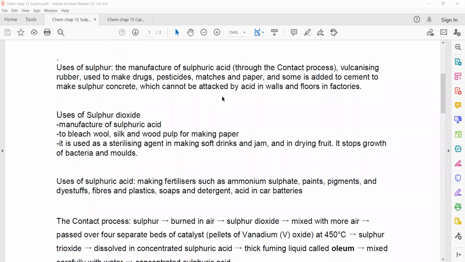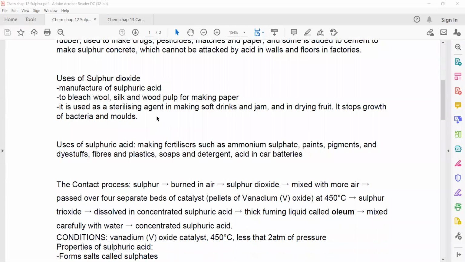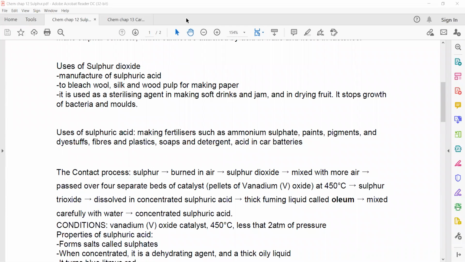Then uses of sulfur. What is the use of sulfur? Sulfur is used to manufacture sulfuric acid and vulcanizing the rubber, used to make drugs, pesticide, matches, and paper. And sulfur is having two oxides, sulfur dioxide and sulfur trioxide. So sulfur dioxide, which is more stable as compared to sulfur trioxide, it is used to manufacture sulfuric acid. It is used to bleach the wooden pulp. It is used as a sterilizing agent.